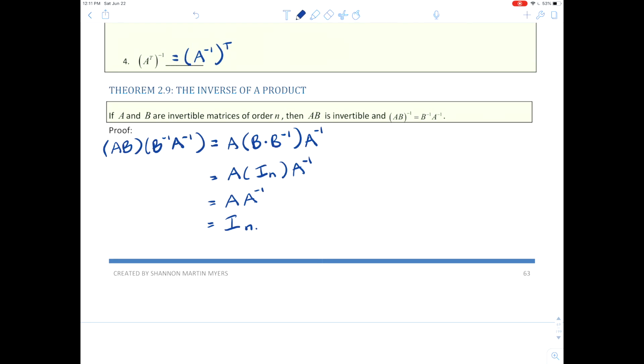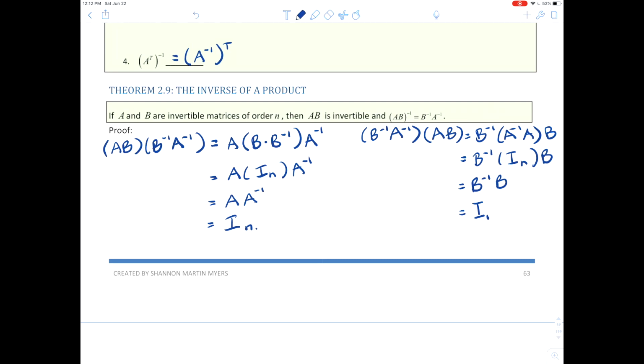Beautiful. We take B inverse times A inverse and multiply it to A times B. So again, regrouping, we'll have B inverse times quantity A inverse times A times B. And remember, the reason we can do all this is because A and B are both invertible matrices. So now what are we going to get? We're going to get B inverse times I_n times B, which is B inverse times B, which is I_n. Cool, cool? We've shown what we needed to show.